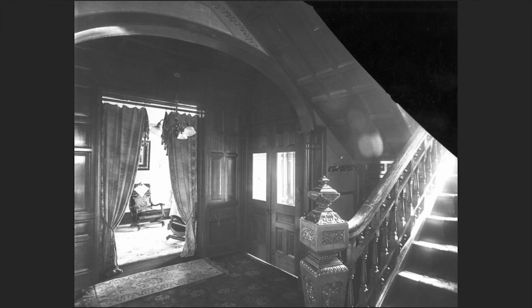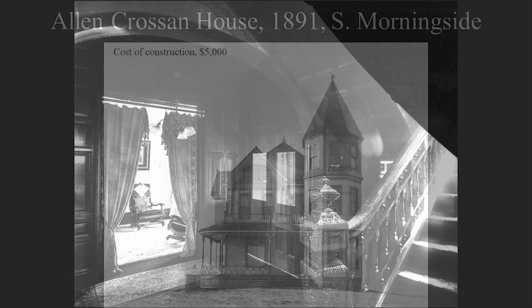We have one image of the interior. It's damaged. I wish we could see a little bit more because where the glass plate negative broke off in that upper right corner, I bet there's a pretty cool stained glass window there, but we'll never know. This shows the banister and newel post in the entryway of the Poorbaugh house.